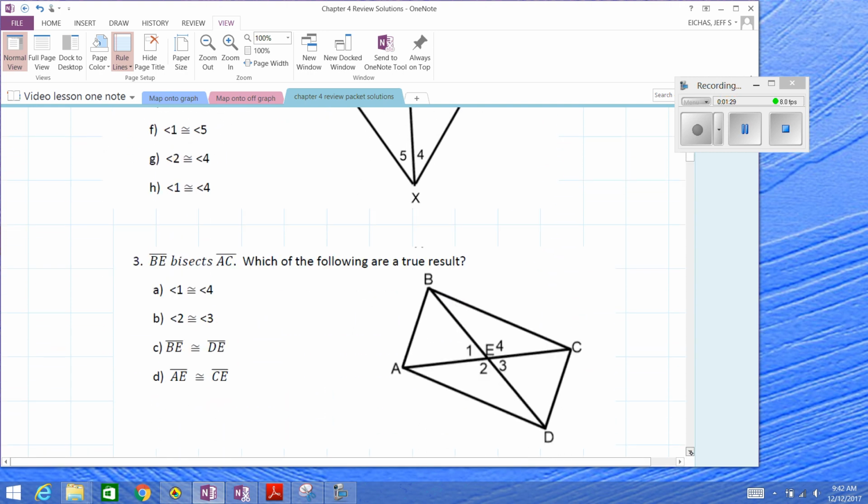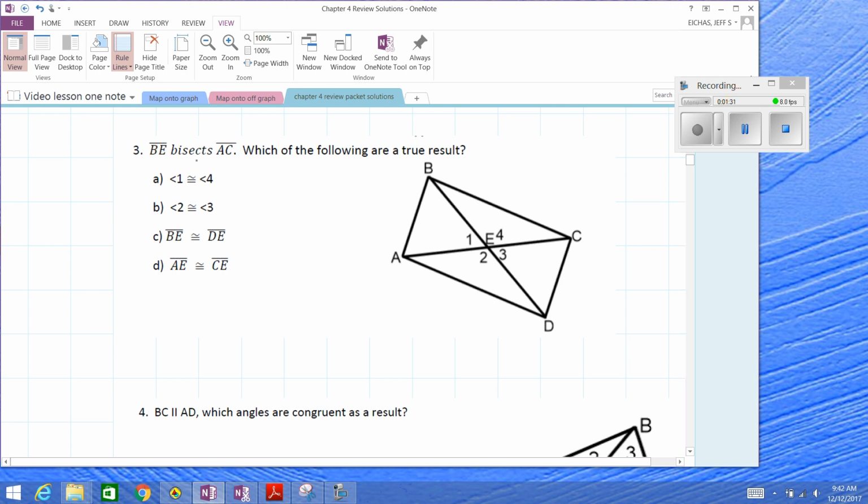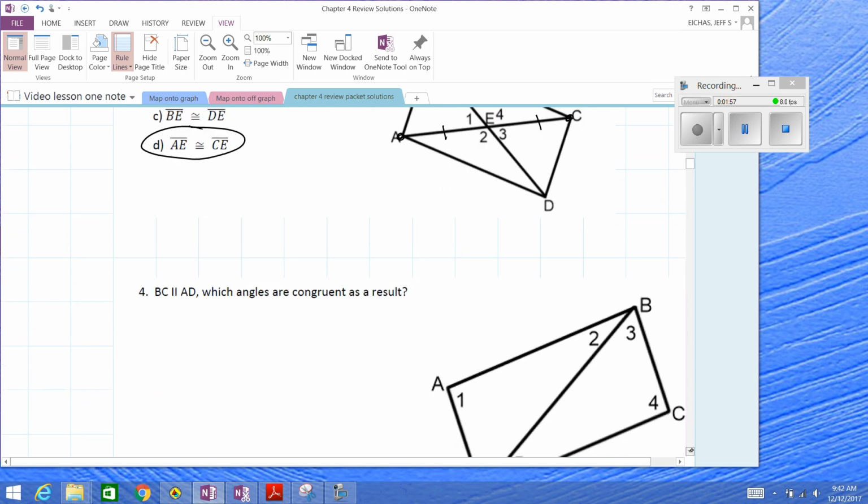Okay. BE bisects AC. The order sometimes gets messed up by my students. AC is what is being cut in half. We don't know if BE is. It probably is, but we can't conclude that. Look at AC. It goes from here to here. We know now that that's cut in half. So AE is the same as CE. That's our true conclusion for sure.